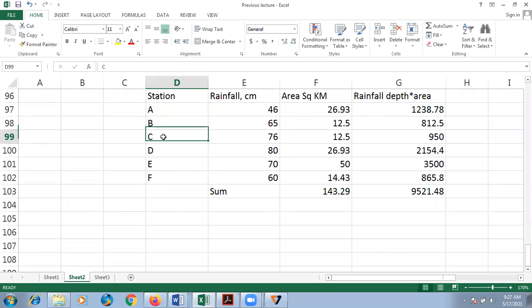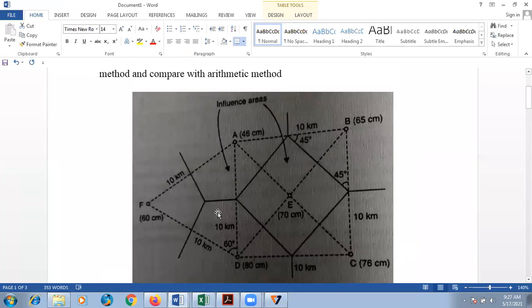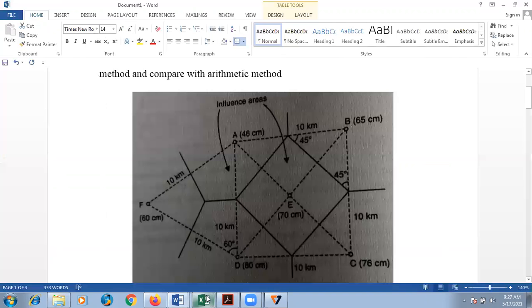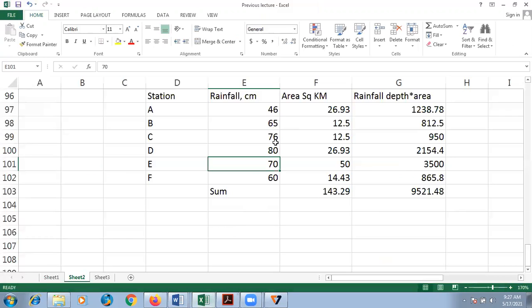Now here, the first thing, in the first column we have to take the various rain gauge stations A, B, C, D, E, and F. They are the ones which we have shown in the sketch. Once you show the rain gauge stations, you take the corresponding rainfall values at each of those locations, starting from 46. A has 46, B has 65, then 76. All values are tabulated here till F.